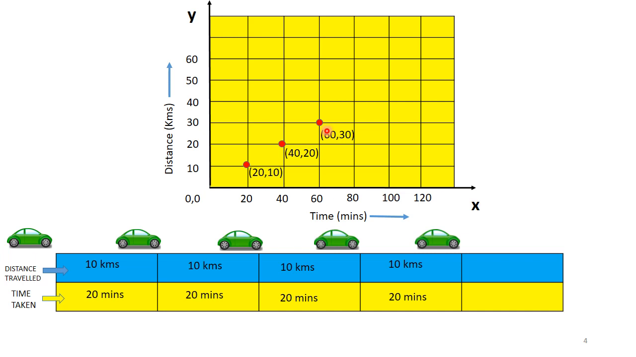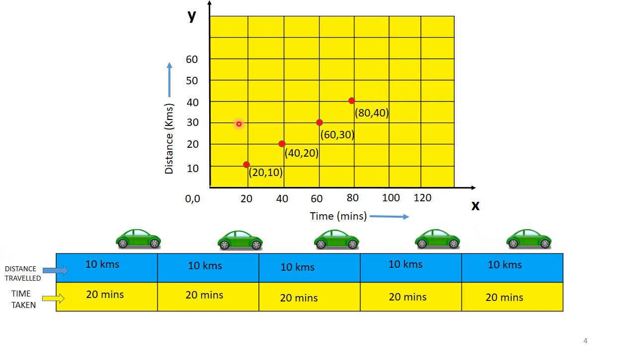Then for the next phase, again the car travels a distance of 10 kilometers in 20 minutes, but the total distance covered by the car from the initial point is 40 kilometers and the total time taken is 80 minutes. So on the distance time graph, we are going to plot the point 80 and 40. 80 denotes the total time taken, and 40 is the total distance covered.